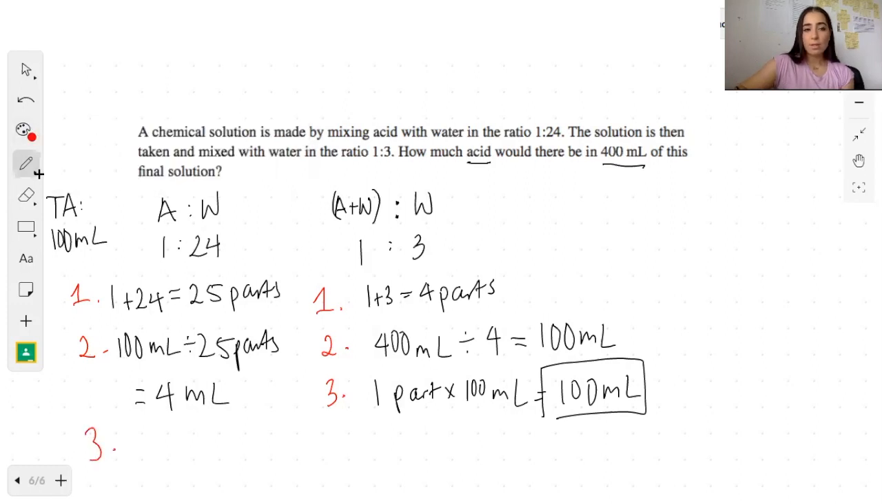And then for the third step, because we're trying to find the amount of acid, acid represents 1 part in this ratio, so we're going to multiply 1 with the value of 1 part, which is 4, to give us 4 mils. And that is our solution. That's the answer right there. So the amount of acid is 4 mils. So I hope that made sense.